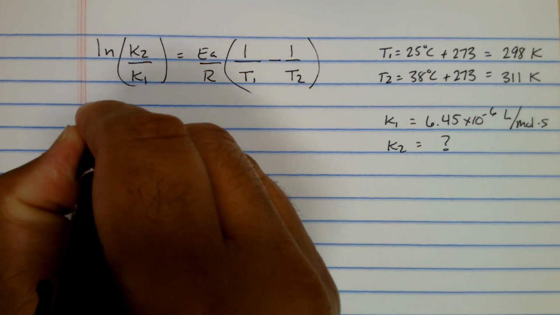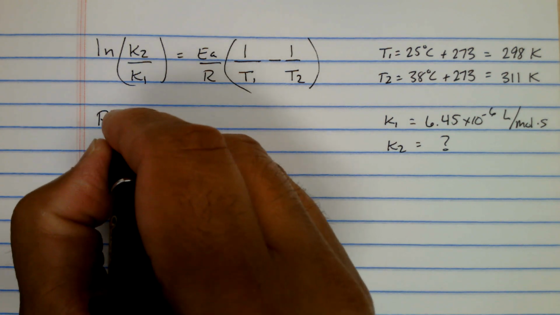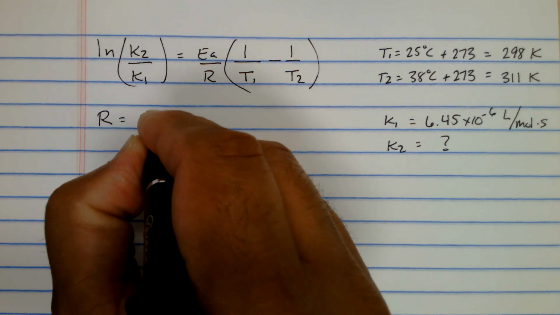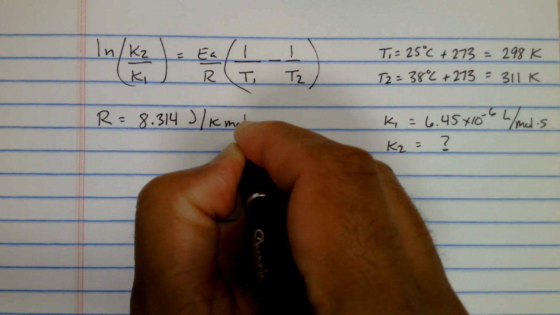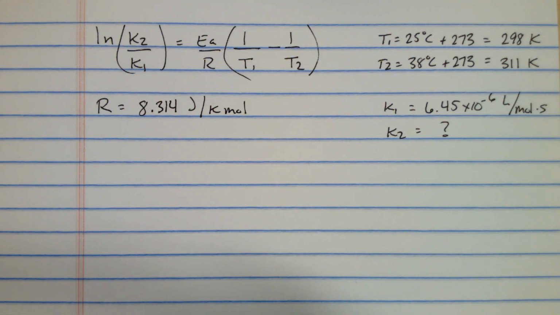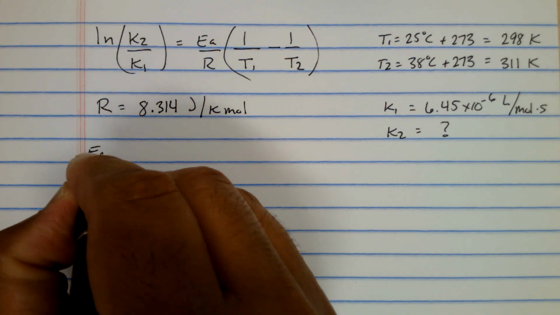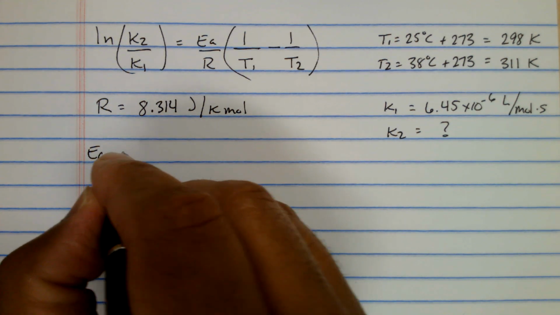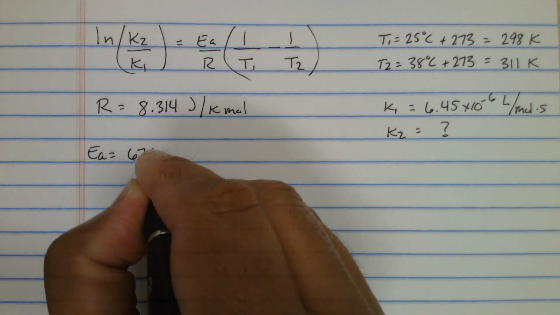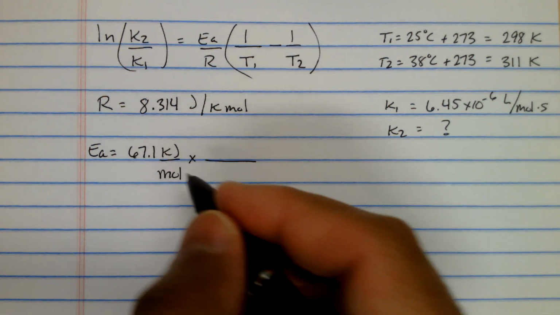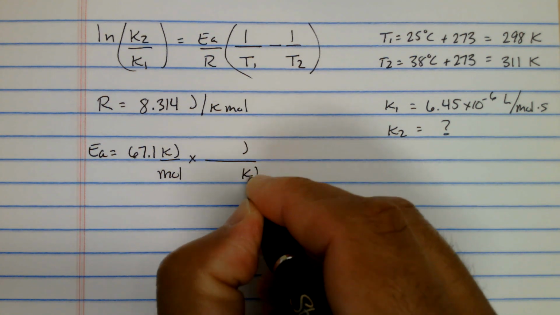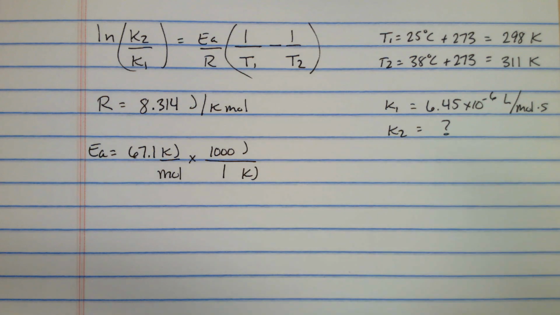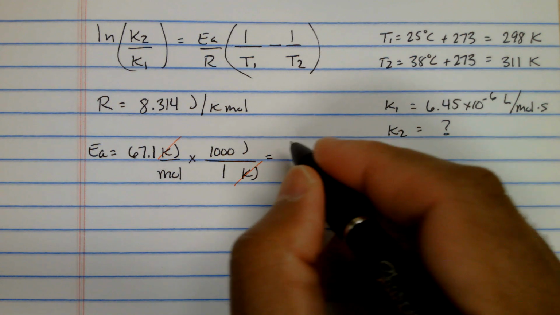Number one, recall that R is our universal gas constant. So this is 8.314 joule per Kelvin mole. Now R is in terms of joules. Our activation energy, on the other hand, is given to us in terms of kilojoules per mole, 67.1. So we'll have to convert one or the other. I'll convert the activation energy. So our kilojoules cancel, so this just is multiplied by 1,000.